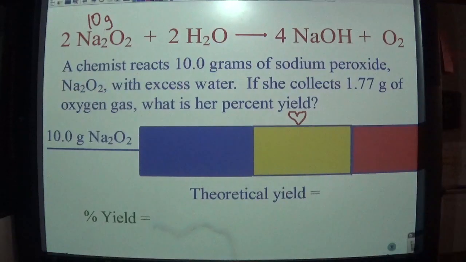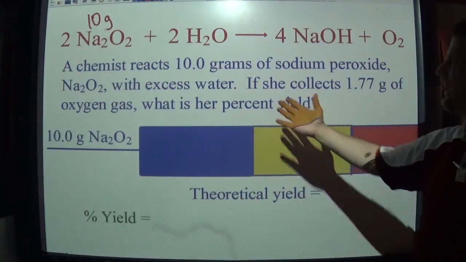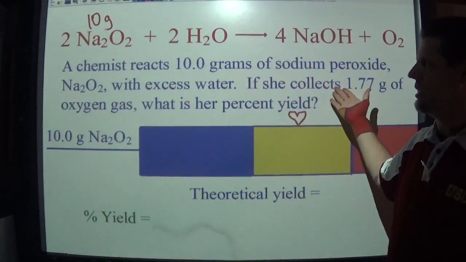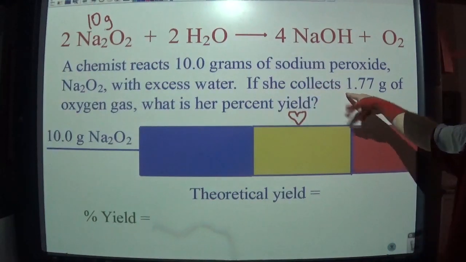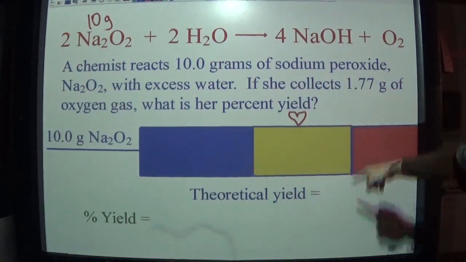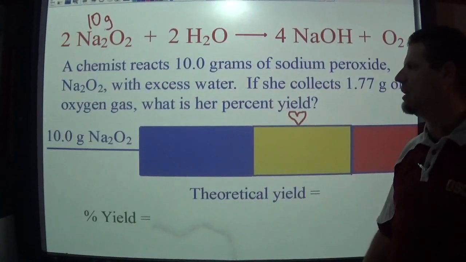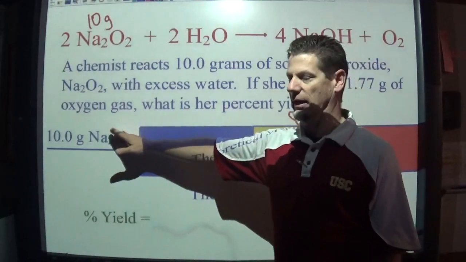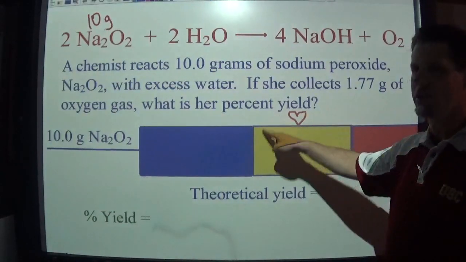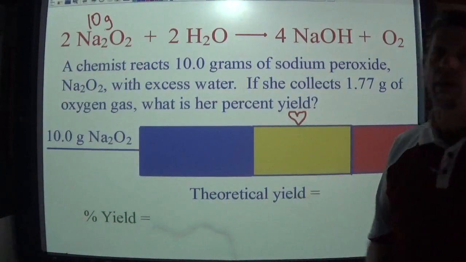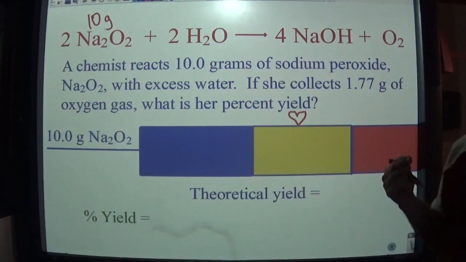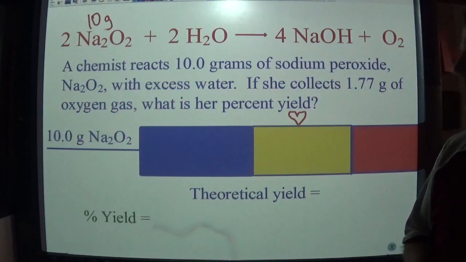So if she reacts this much stuff, at the end, they give us some information: this chemist collects 1.77 grams of oxygen. What is her percent yield? So what you're going to see is we're starting with 10 grams. This is the heart of the problem. That's why I wrote this little heart. That is the stoichiometry part of this reaction.